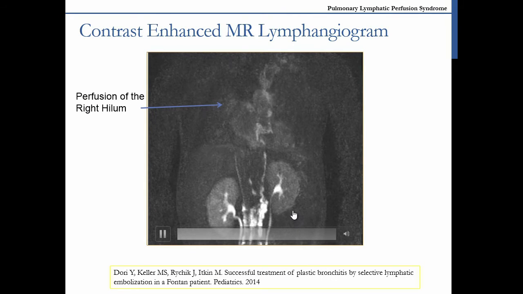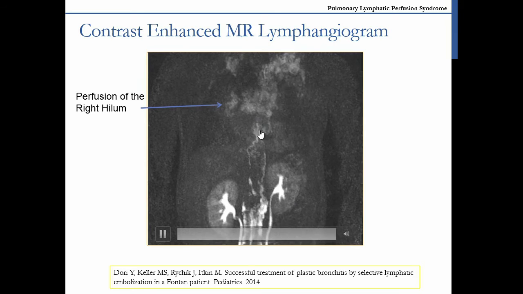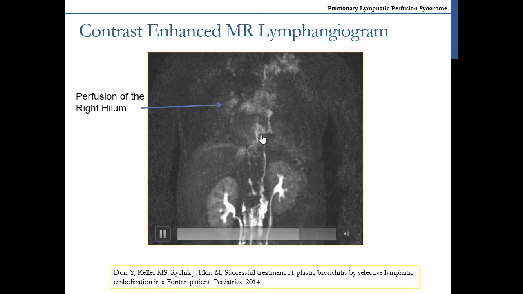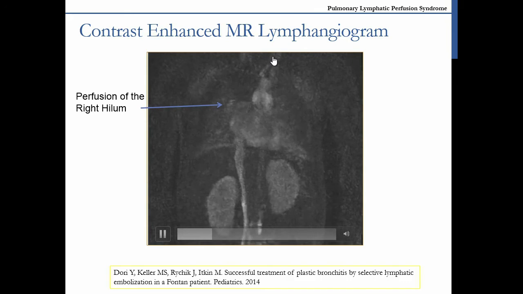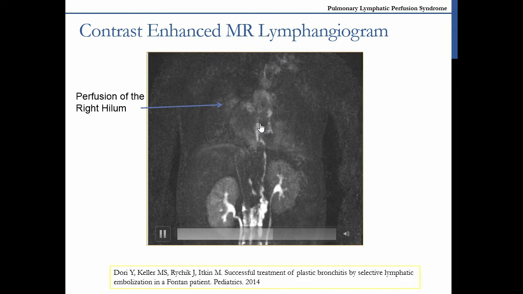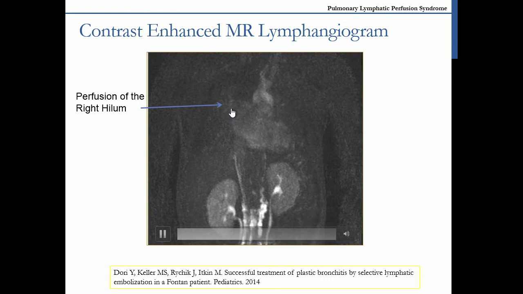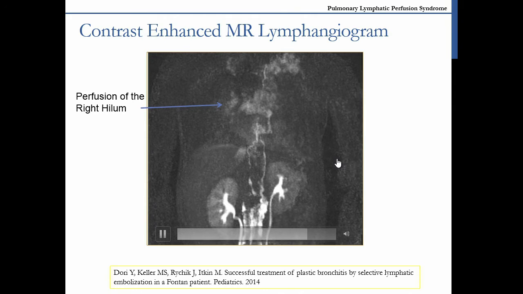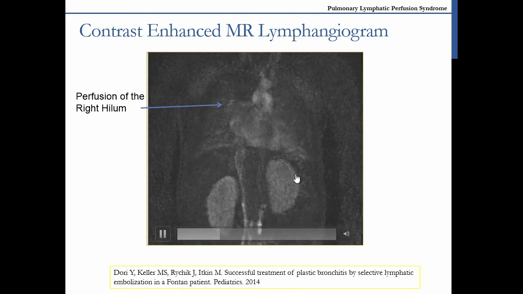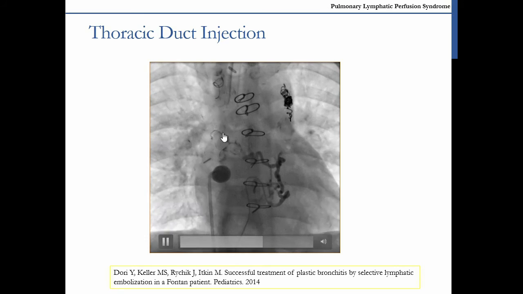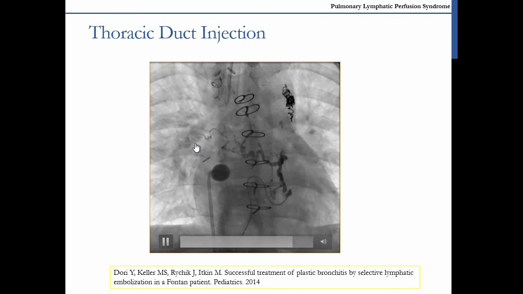This is a kid with plastic bronchitis, Fontan, and as you can see here, this is IVC, disregard that. This is lymph. Instead of going straight and beautiful into the subclavian vein, it actually goes to the right, up, and left, and perfuses the right hilum. You can even see the bifurcation of upper and lower bronchi. So when we get inside the system selectively, we're sitting right now inside the branch. You can see that contrast actually flows toward the hilum, and that explains everything. So we just embolize that.